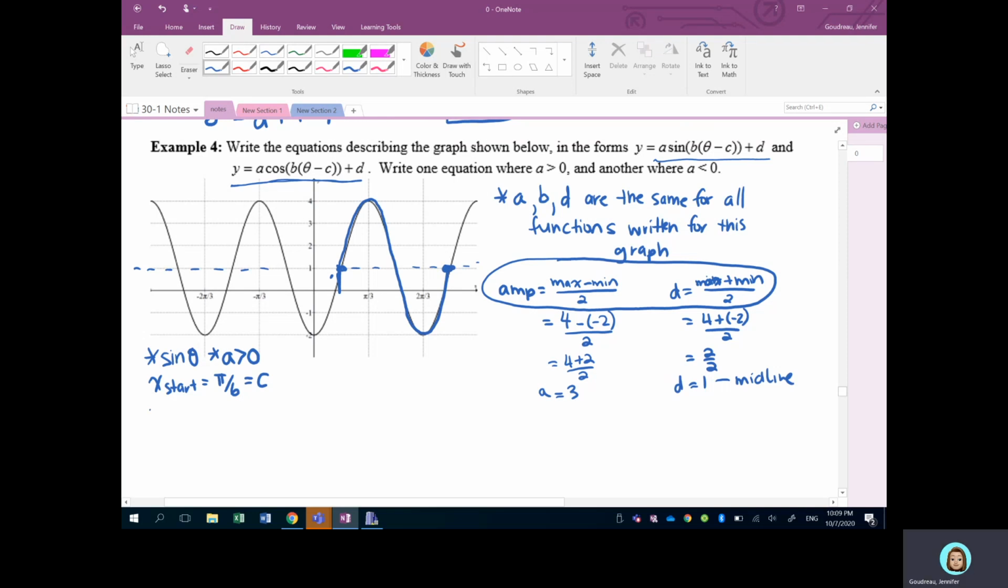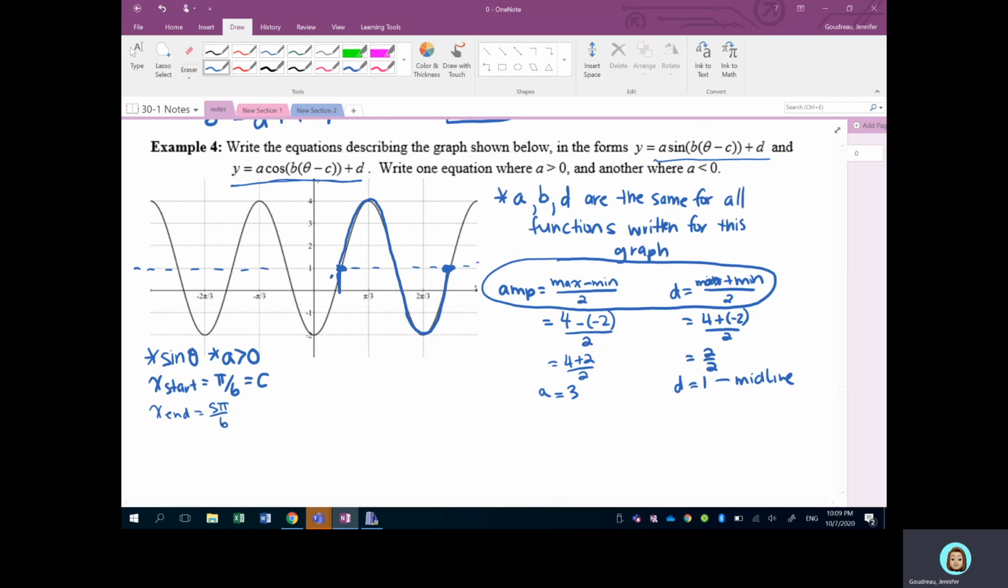So let's get our X end point there. So it starts at pi over 6. It goes all the way through. And notice right here, it stops between 2 pi over 3 and pi. So that's going to be here at 5 pi over 6. It ends at 5 pi over 6.